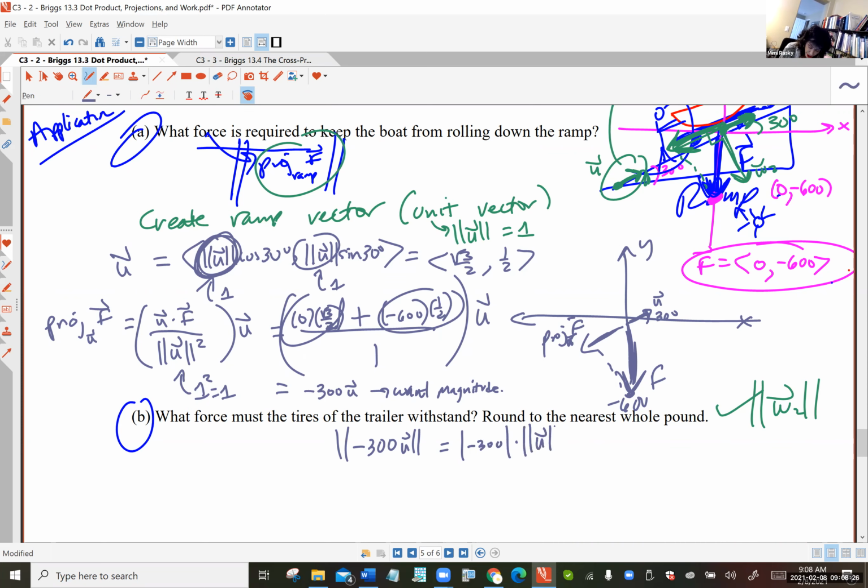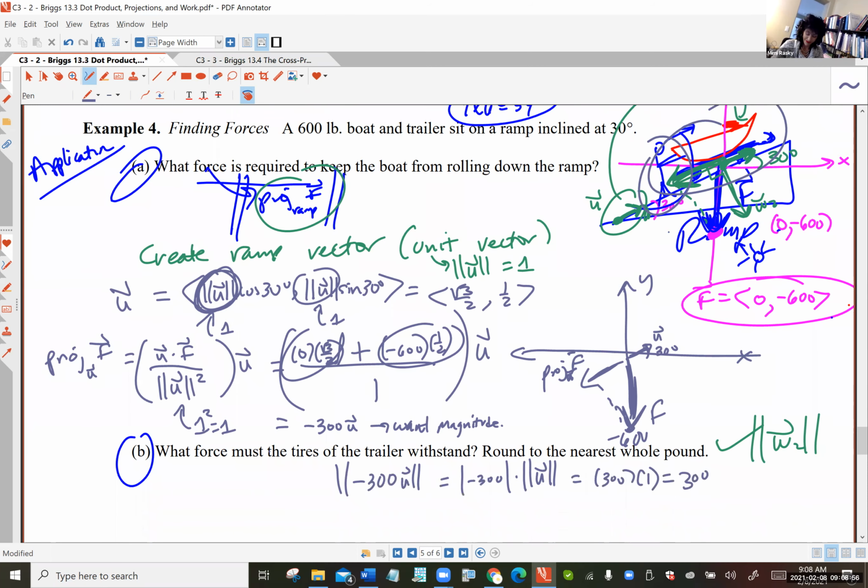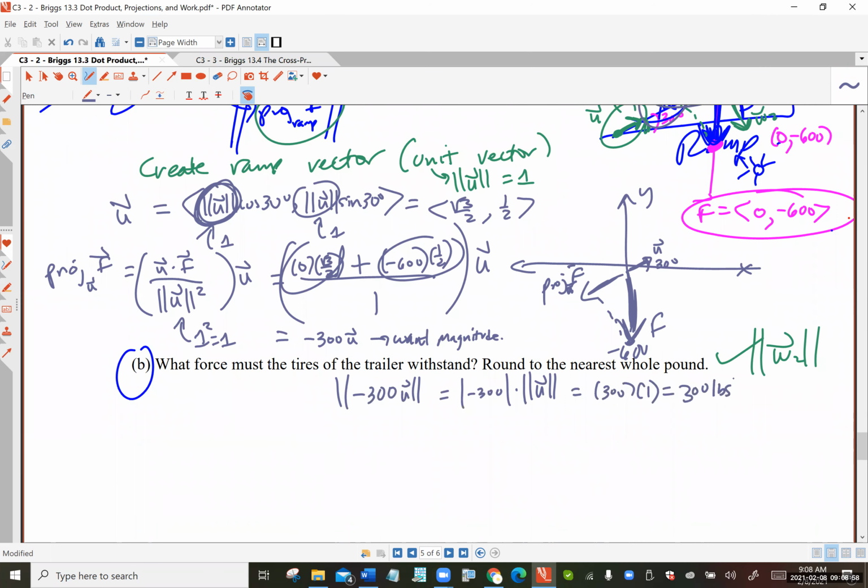times the magnitude of u. But I already know the magnitude of u. It's what? Somebody help me. 1. Thank you. And then 300 times 1 is? 300. Yep. And what are the units here? When I'm pushing against this boat to prevent myself from getting run over, am I pushing with a force of 300 inches, 300 miles, 300 newtons, 300 pounds, 300 joules? Pounds. Very good. And units matter. And we're done with part A.